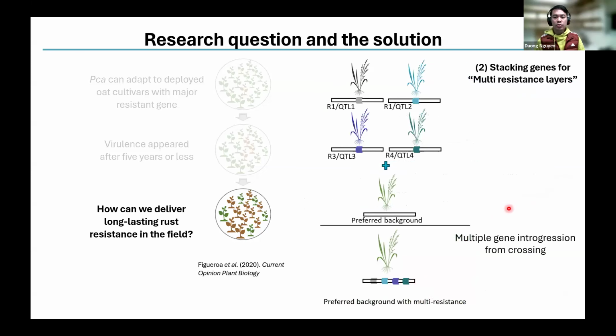And then the second approach we'd like to take in this project is, instead of using single gene resistance, to stack multiple gene QTL from different backgrounds into a preferred background. With that, we can try to create multiple resistance layers in the plant. However, this is quite a lengthy process that requires multiple crossing cycles to integrate different genes and QTL into one background. So we would like to use marker-assisted selection to support this process.